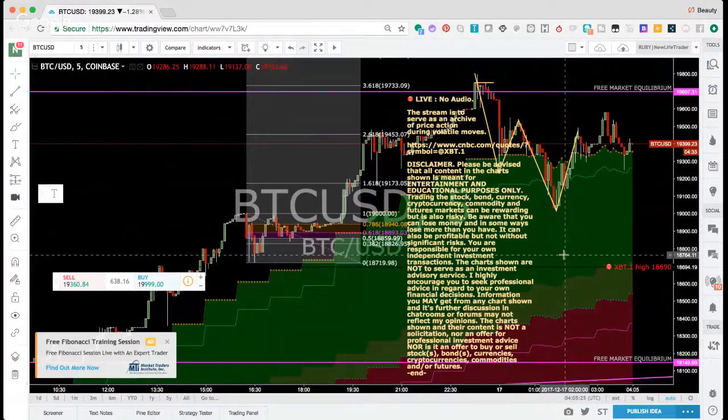You are responsible for your own independent investment transactions. The charts shown are not to serve as an investment advisory service. I highly encourage you to seek professional advice in regard to your own financial decisions. Information you may get from any chart shown and its further discussion in chat rooms or forums may not reflect my opinions at the time. The charts shown and their content is not a solicitation, nor an offer for professional investment advice, nor is it an offer to buy or sell stocks, bonds, currencies, cryptocurrencies, commodities, and or futures.